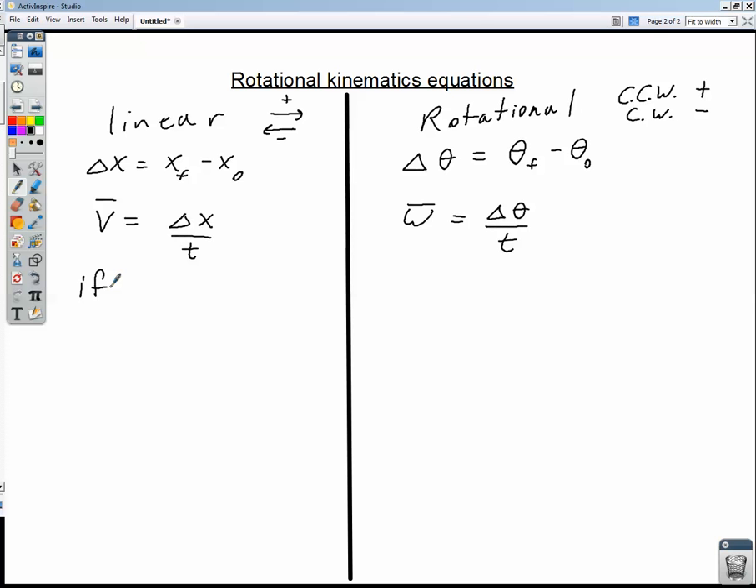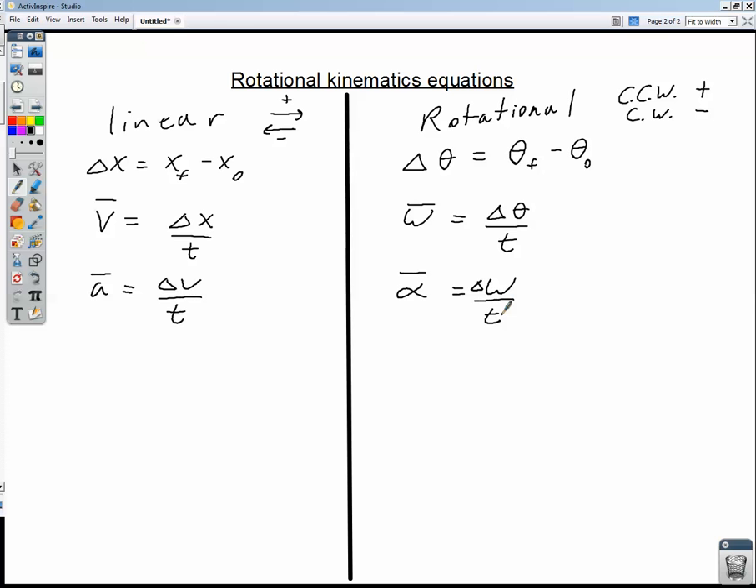Now, beyond that, if the acceleration is constant, actually, before we even do that, we had one more equation for acceleration, didn't we? And that was the average acceleration was equal to the change in v divided by the time. Same thing over here. The average angular acceleration is going to be the change in omega divided by time.